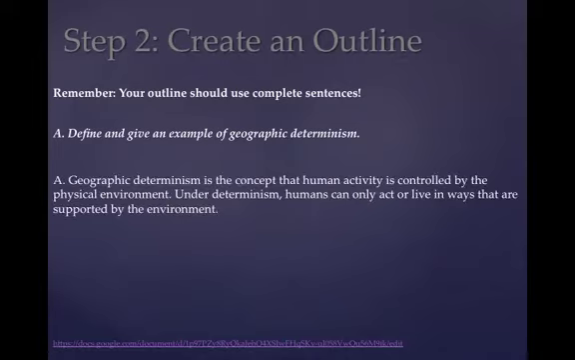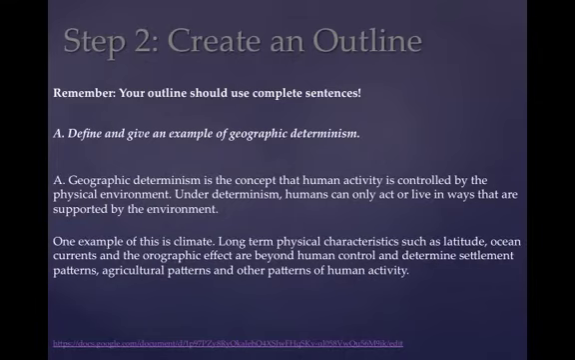So here we have geographic determinism is the concept that human activity is controlled by the physical environment. Under determinism, humans can act or live only in ways that are supported by the environment. Okay, one example of this is climate. Long-term physical characteristics such as latitude, ocean currents, and the orographic effect are beyond human control and determine settlement patterns, agricultural patterns, and other patterns of human activity. Okay, so that's my response.